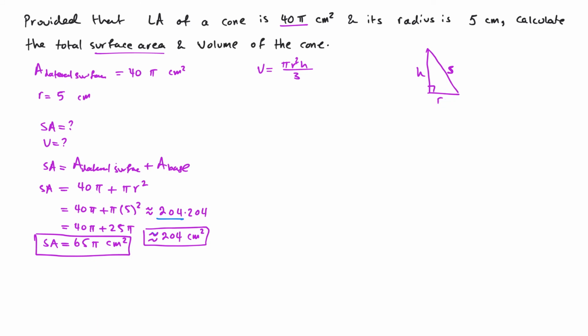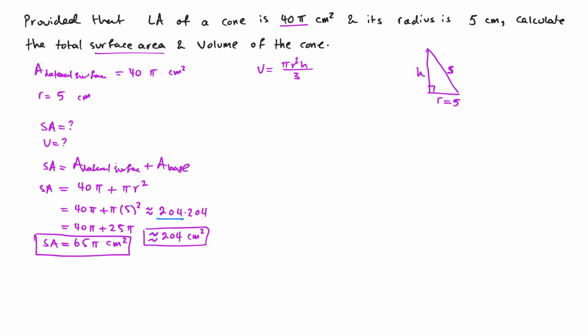So I do have r is equal to 5 in my case, but unfortunately I don't even have s, which is the slanted height, so I have to figure that out as well. Now, how do I find that? In terms of the information I was given originally, I have the lateral surface area and I have r. So the lateral surface area is the only other information that I can actually use.